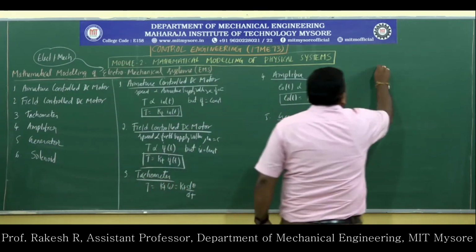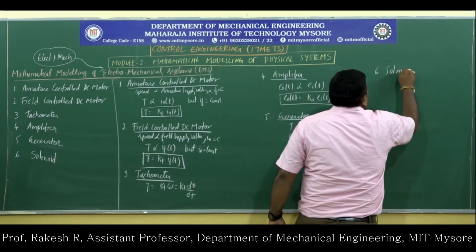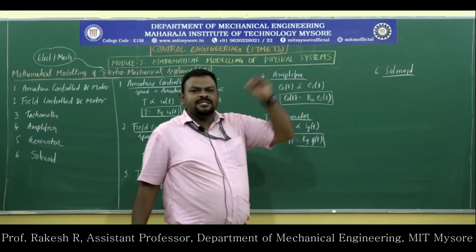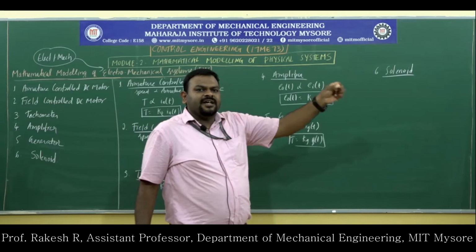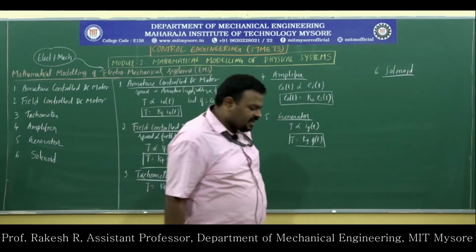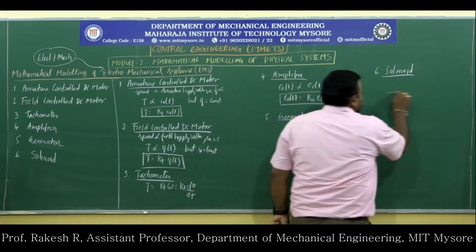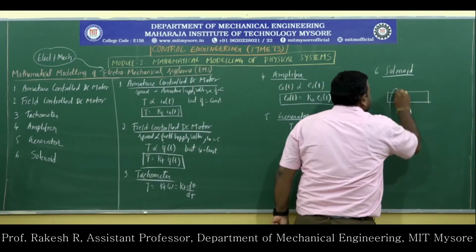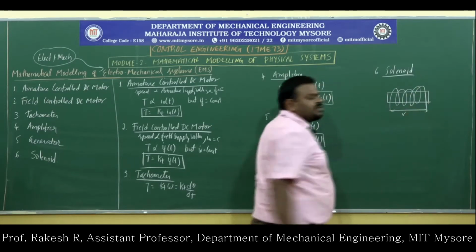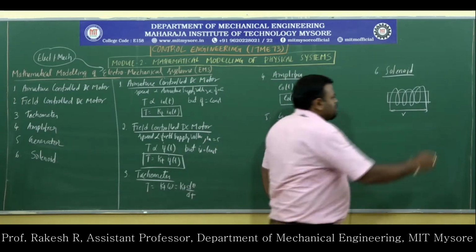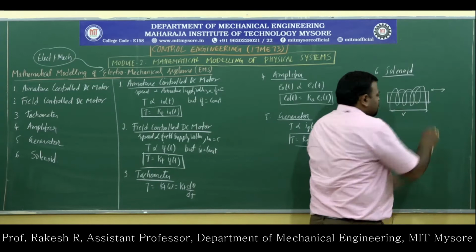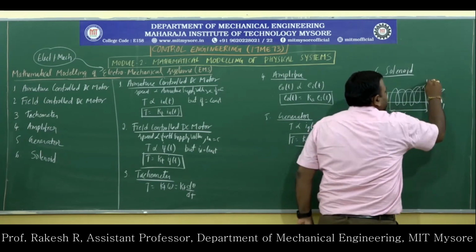Then the solenoid. A solenoid is an electromechanical system where the force is directly proportional to the rate of change of angular displacement, or the force is directly proportional to current. Generally, when a core is wound with a coil and some voltage is applied, a force is generated. This force will push the coil in and out. So this is a coil and this is the winding.